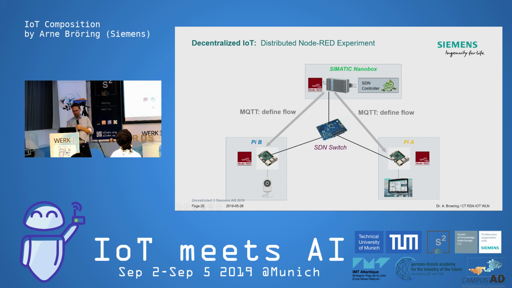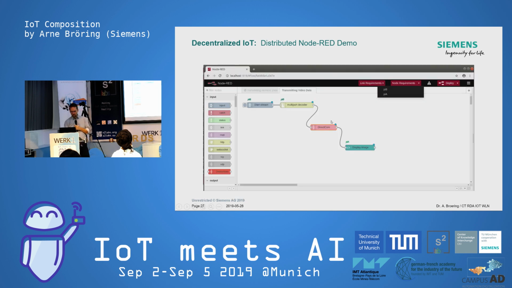The flow is communicated here, and also the actual software nodes are sent to these devices and can now be executed there. And the transmission of the actual data, the video stream, is communicated directly, not via an MQTT broker over the nanobox, but in a decentralized way from Pi B to Pi A.